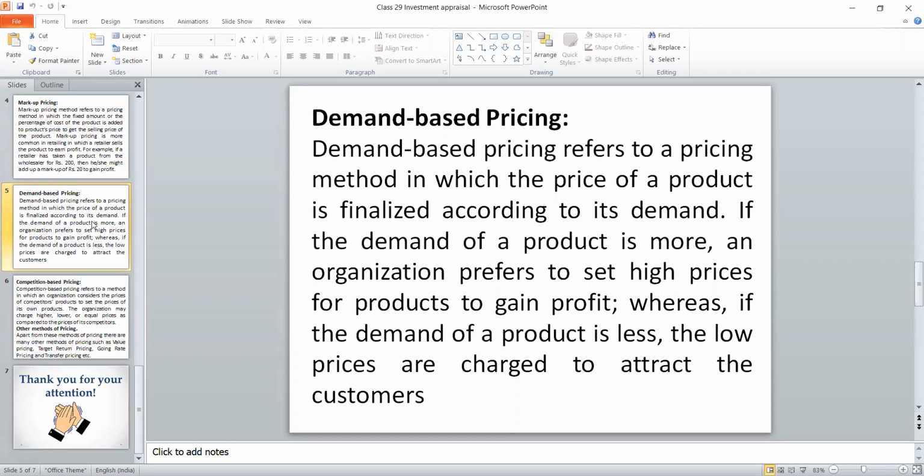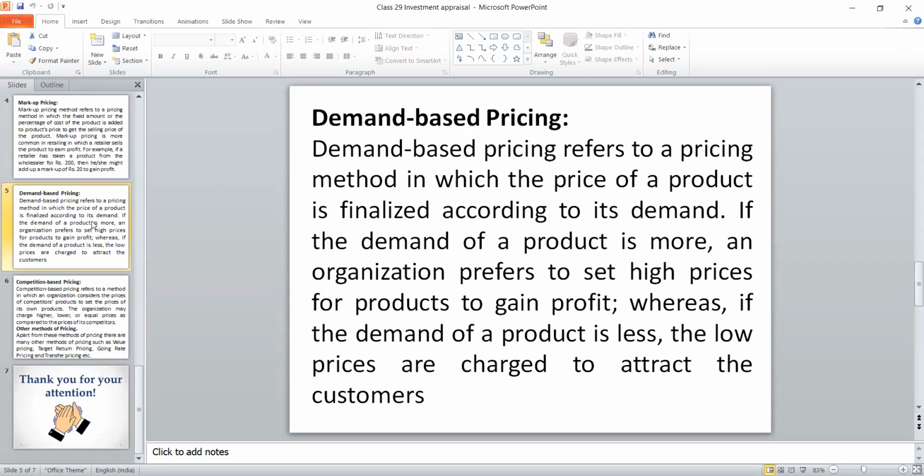If the demand for the product is more, then the organization tries to set a high price in order to get more profit. Whereas if the demand is less, then he will come down and fix a low price and try to attract more customers. So as far as demand is concerned, it is based on the law of demand.